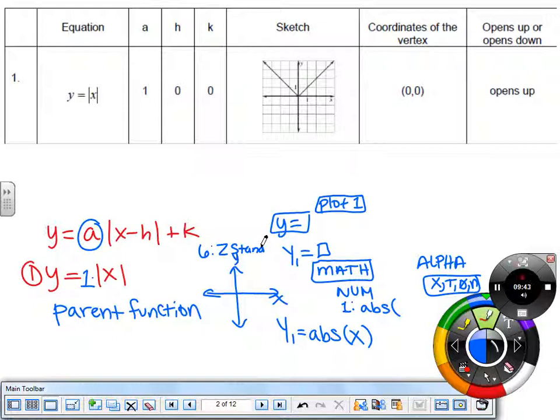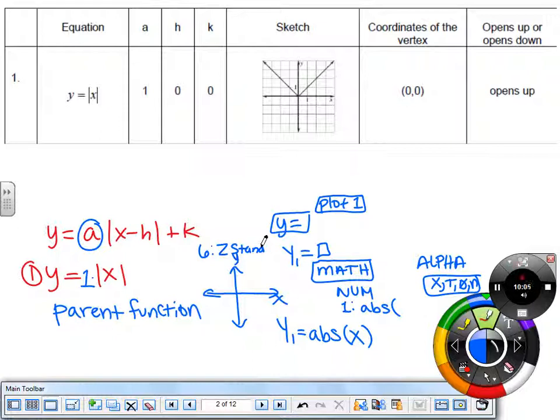Okay? So what you guys have is 6 more problems to complete, numbers 2 through 7. You have to identify the A, H, and K values. You need to identify the vertex and whether it opens up or down, but you can do that after you sketch the graph. So every time, you can just go back through typing the absolute value function.